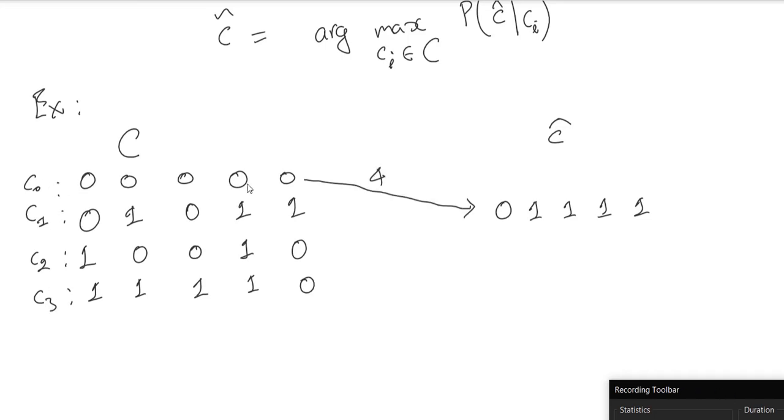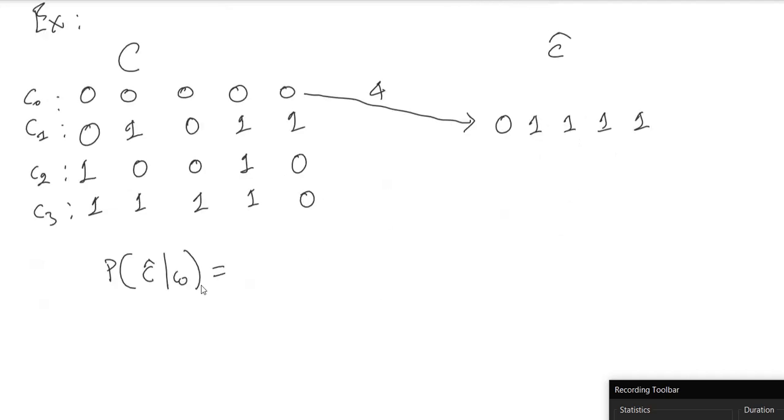We can see that if C0 was transmitted, there had to be 4 bit flips in order for us to receive C hat. We can then calculate the probability that we will receive a C hat given C0 was transmitted. For the first bit, there is no error, so the probability of that happening is 1 minus p. For the second bit, there is an error, so the probability is p. Third bit, there is an error, so probability p, and so on until 4. So we have p to the power 4, where p is the probability of bit flipping in the binary symmetric channel. And we are assuming that a second bit flipping is statistically independent of the first bit flipping.